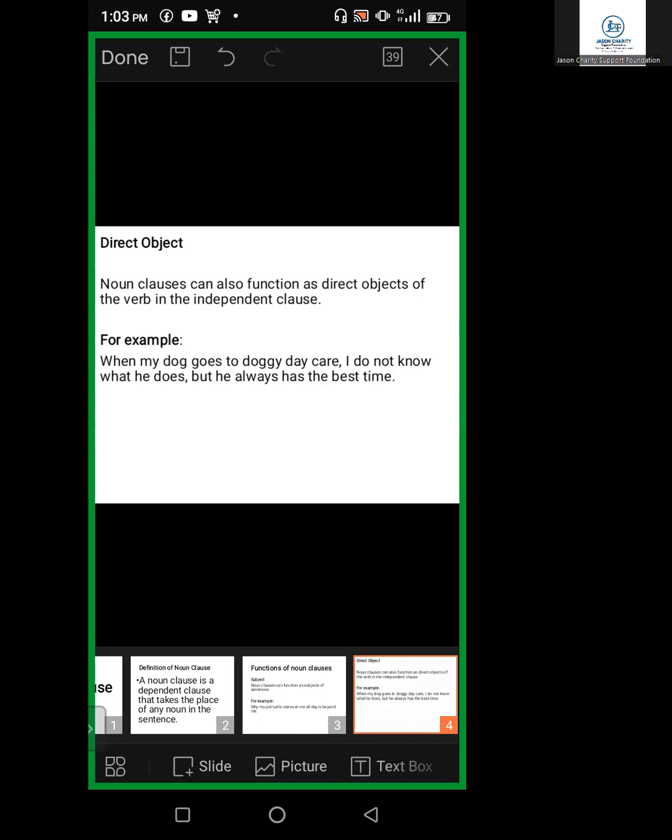So the predicator in this sentence is "know." What is coming after that verb "know" is "what it does." So that is our direct object for the sentence. So "what it does" there is a noun clause, and it is acting as a direct object in the sentence.